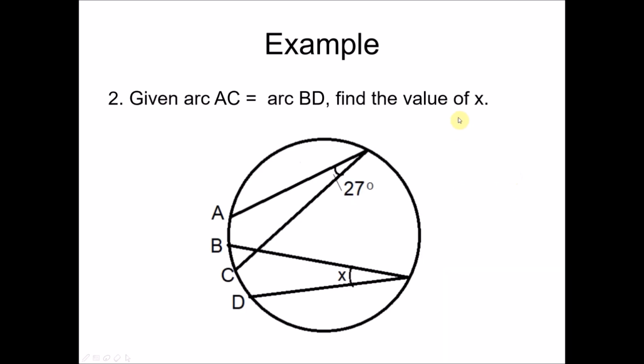Example number 2. Given arc AC equals arc BD. If AC and BD are the same, the angles subtended by arcs of the same length will be the same. So this angle is subtended by AC, and this angle is subtended by BD. AC is equal in length to BD. They have the same length, which means this angle is equal to this angle. They are the same. So x is 27.